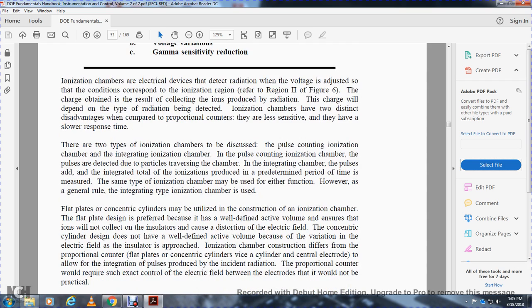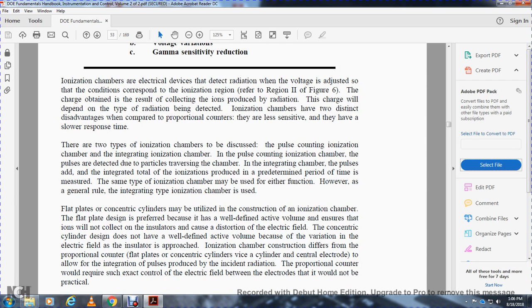There are two types of ionization chamber: the pulse counting ionization chamber and the integrated ionization chamber. The pulse counting ionization chamber detects the pulses from individual particles entering the chamber. The integrated chamber measures the average, the integrated total of the ionization produced over a predetermined period of time. The same type of ionization chamber may be used for either function.